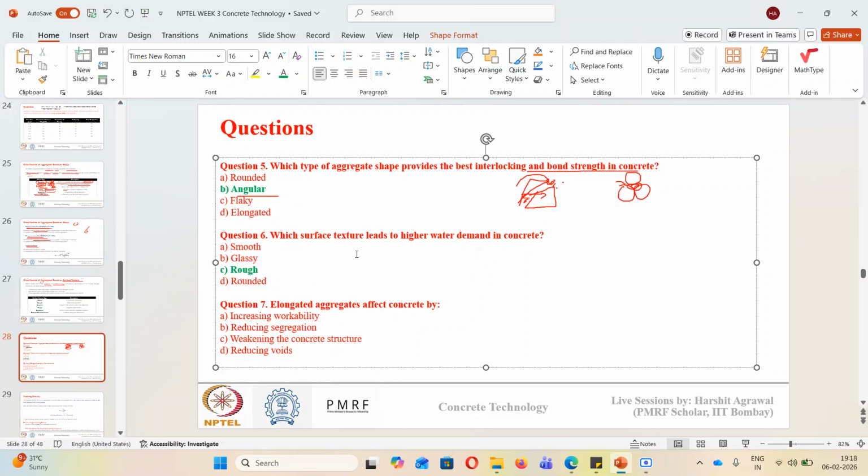Okay, rough aggregates generally are irregular in shape, they have small holes, they have irregularities at the surface which can capture the water, which can increase the water demand in concrete. So that's why these aggregates have higher water demand. Elongated aggregates affect concrete. Why do elongated aggregates affect concrete?